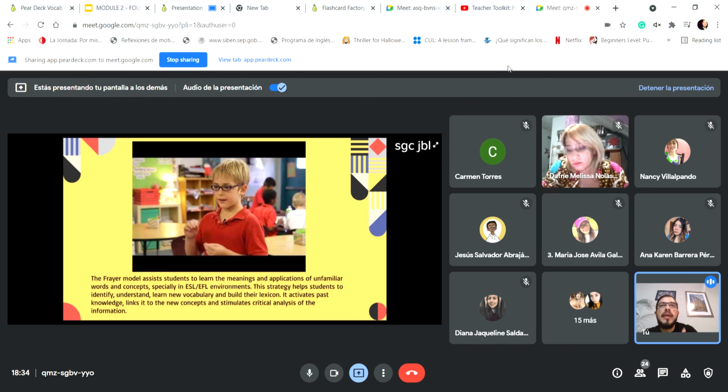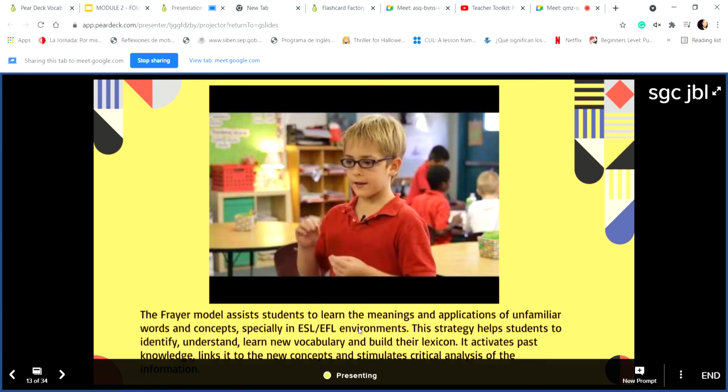Lexicon is my relationship with the words. The fact that I know as a student how to use them. What type of words are they? Do they have similar words? Do they have opposite words, like antonyms? Do they have any use in a sentence or in an illustration? I don't know, it goes as far as you want to take it. It activates past knowledge, links it to the new concepts, and stimulates critical analysis of the information. Okay?